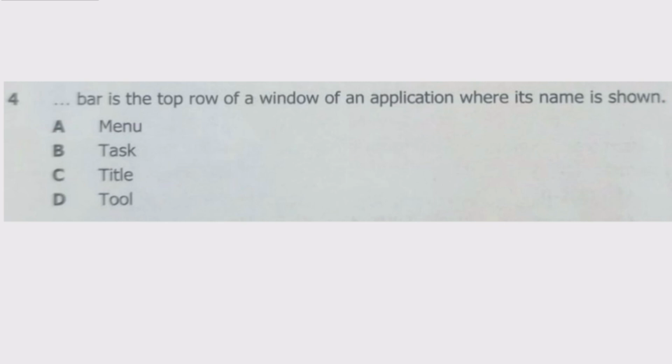C. Title bar is the top row of the window of an application where its name is written or shown. C is correct. Title bar is where the name of an application is written. D. Toolbar is the top row of a window of an application where its name is shown. No, the correct answer is C. C is the correct answer.